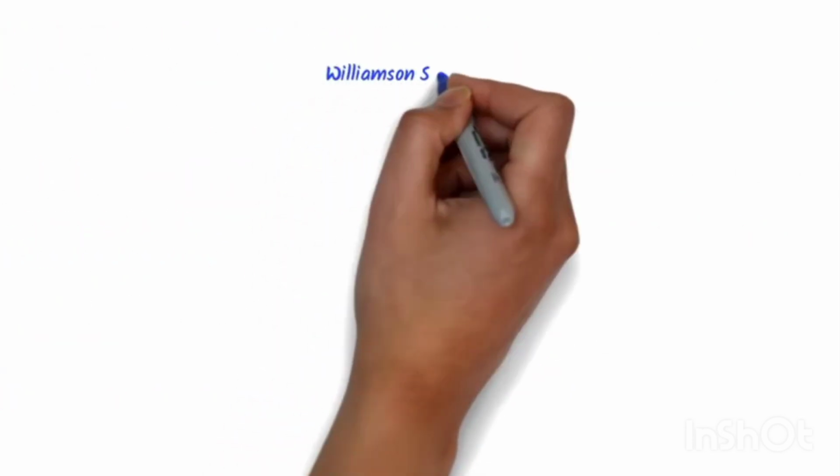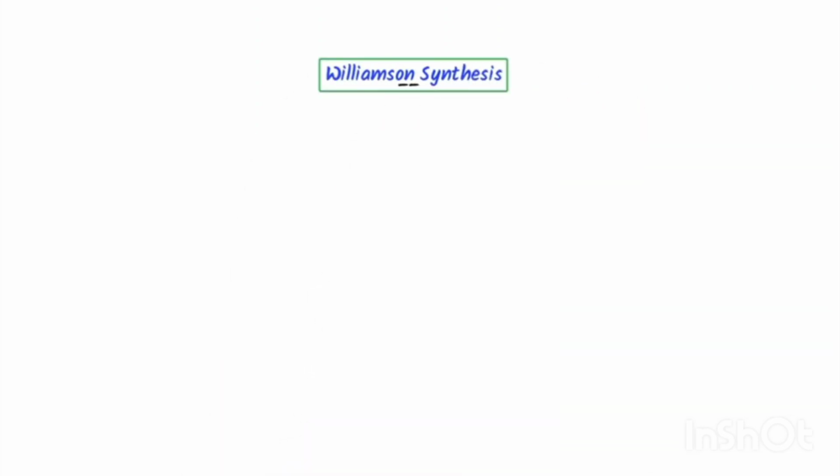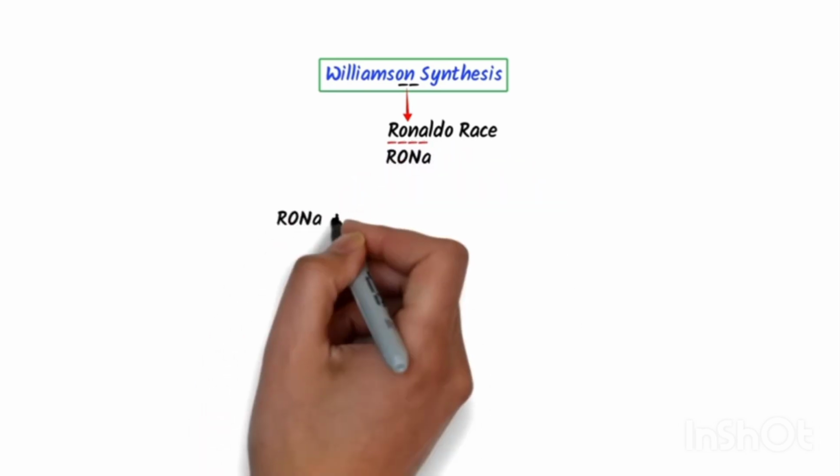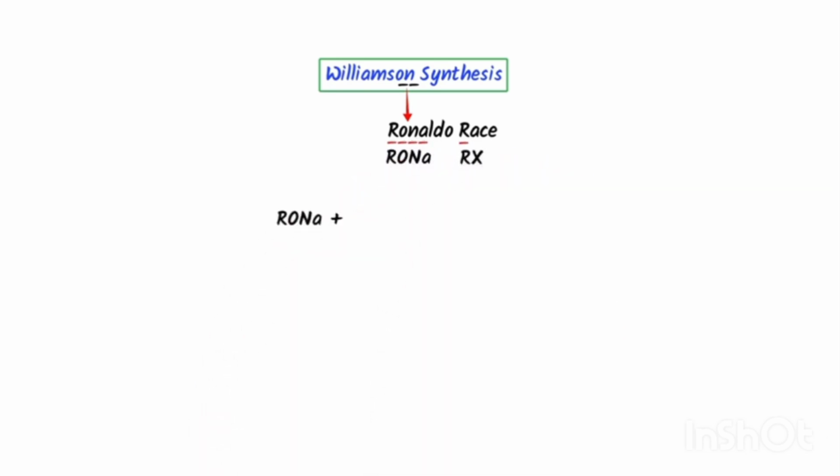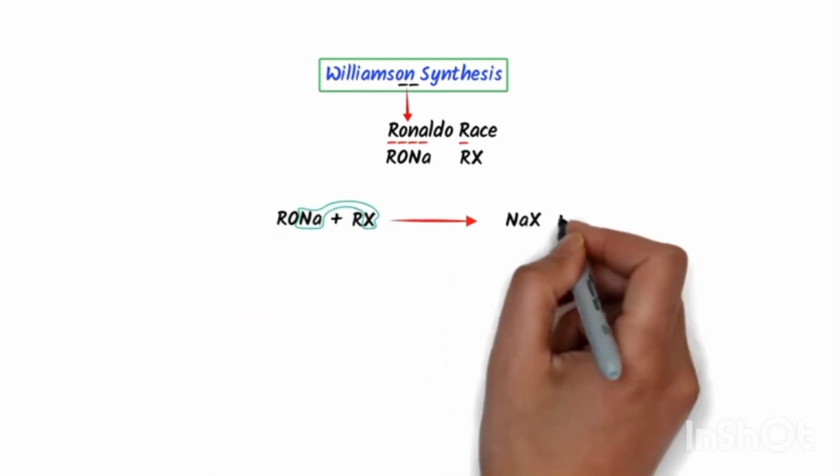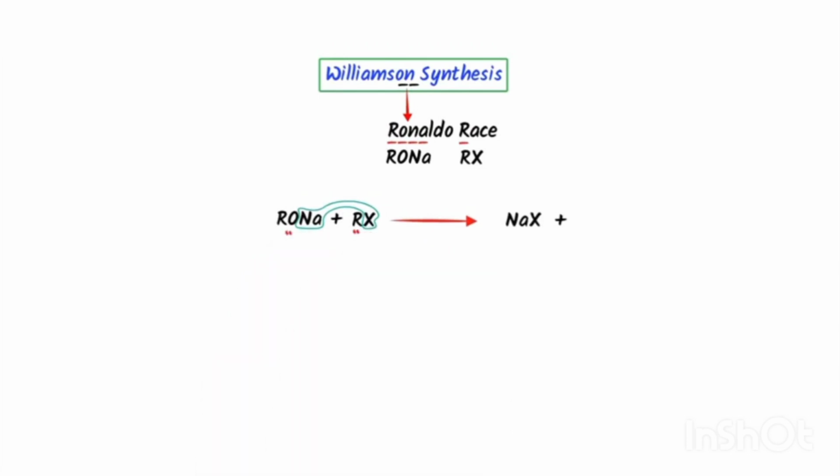Now let me teach you Williamson synthesis. This RONA in Williamson reminds me of Ronaldo rays. This RONA is sodium alkoxide. This R in rays stands for RX, alkyl halide. These are the reactants of this reaction. Now sodium being positive will attack on halogen. We get sodium halide. This RO and this R combine together to form ether. So this is the Williamson synthesis reaction.